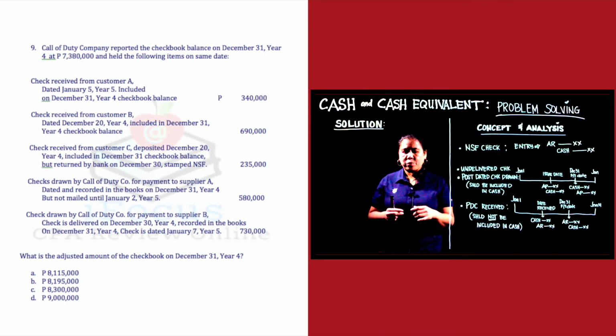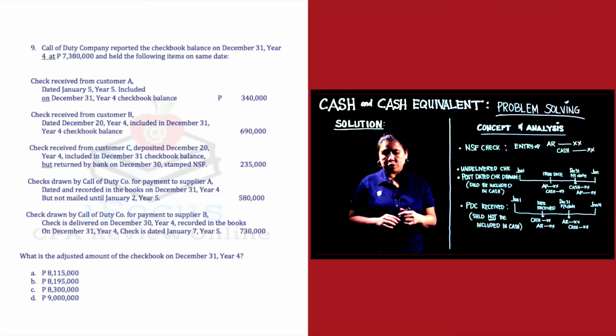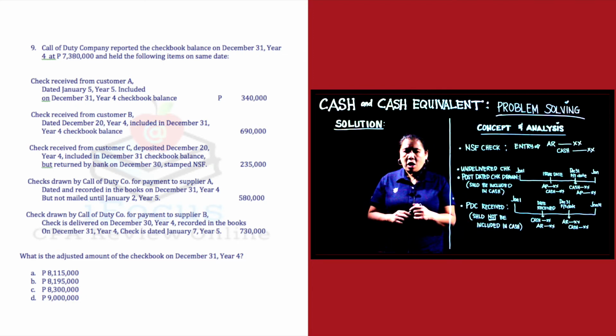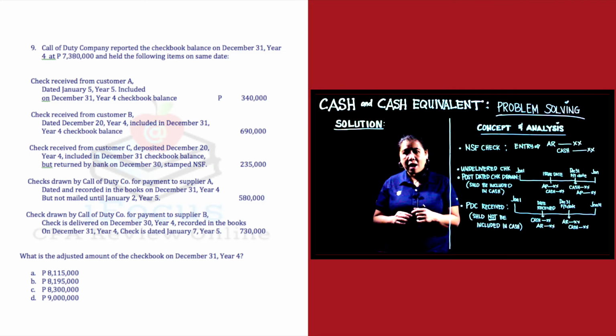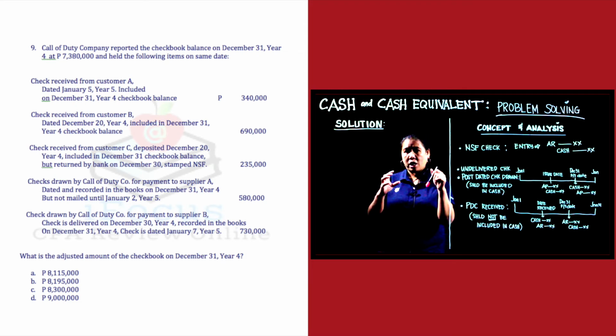Alright, question number 9 requirement. What is the adjusted amount of the checkbook on December 31st of year 4? Alright, Call of Duty Company reported the checkbook balance on December 31st, year 4 at 7,380,000 and held the following items on the same date. So, ang hinahanap ng problem dito ay adjusted checkbook balance. Ang unadjusted checkbook balance natin ay 7,380,000. At itong mga items na ito ay i-analyze natin one by one.